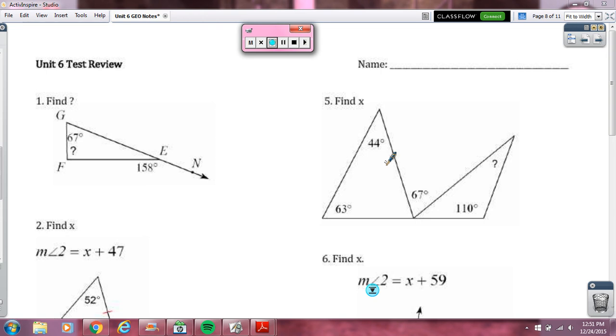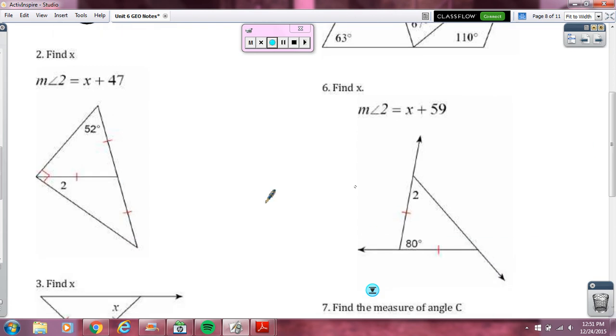Alright, so first one, if this outside angle is 158, then these two inside angles had better add up to be 158. Hashtag exterior angle theorem. So if I want to figure out the missing one, I can do 158 minus 67, and that would give me 91 degrees. Over here, actually, let's go in order.